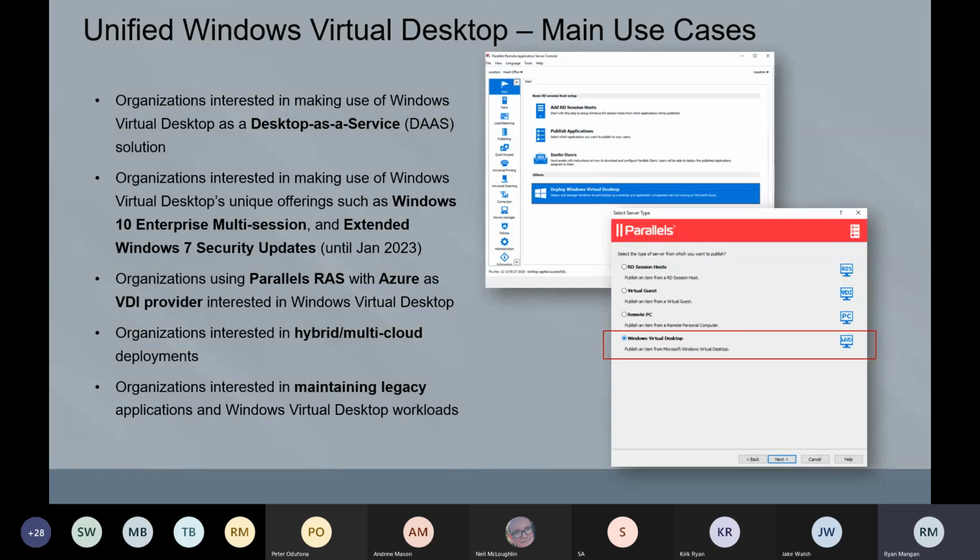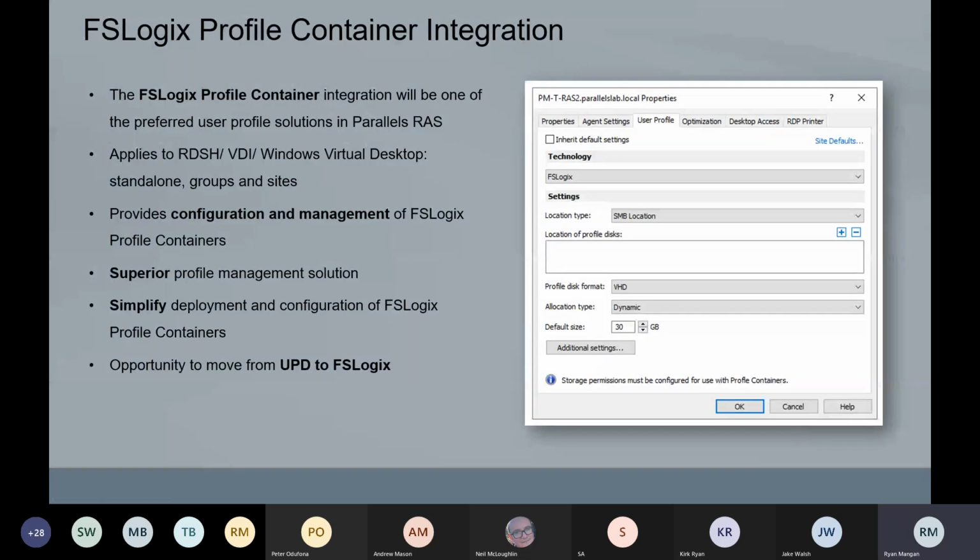So FSLogix's profile container integration, nice and simple. We're looking at a form. And what we do simply is set the location of the profile disks as you would expect, either in registry or group policy, fill out the details, select the share and done, off you go. And then that will go ahead and do all of the magic for you. There's nothing complicated here. Parallels RAS takes care of that. That can be on premise, that could be on Azure, that could be on other cloud platforms.